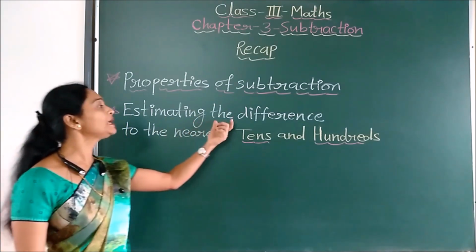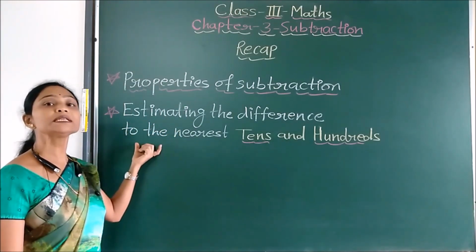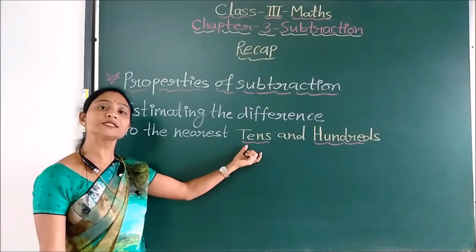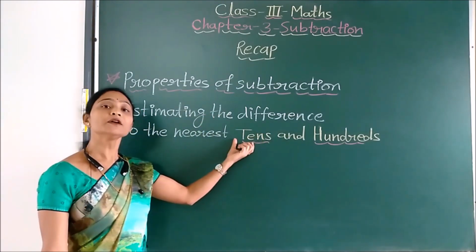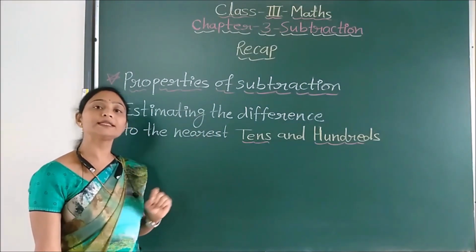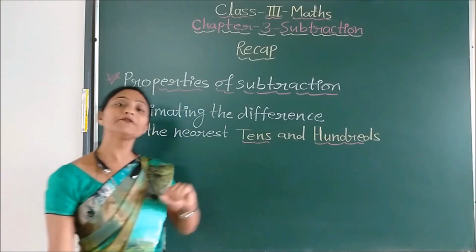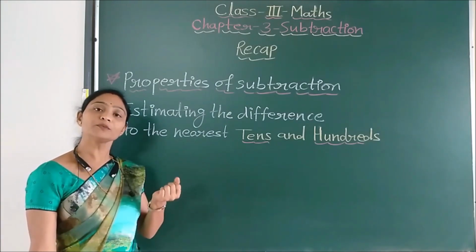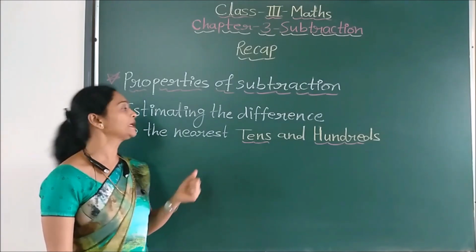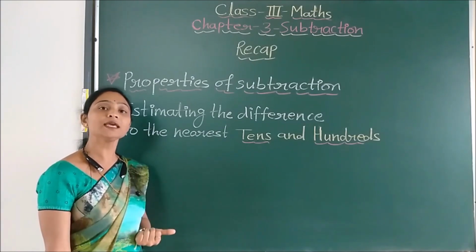Then we have learned estimating the difference to the nearest tens and to the hundreds. Difference means when we are subtracting two numbers, then the answer is called the difference. So children, estimating the difference we have learned. First we have to round off both the numbers to the tens, and then we have to subtract and get the estimated difference. And similarly, to get the estimated difference to the hundreds, what to do? We have to round off both the numbers to the hundreds, and then we have to subtract to get the estimated difference. So this way we have learned this many topics in this class. Now we will see the homework.